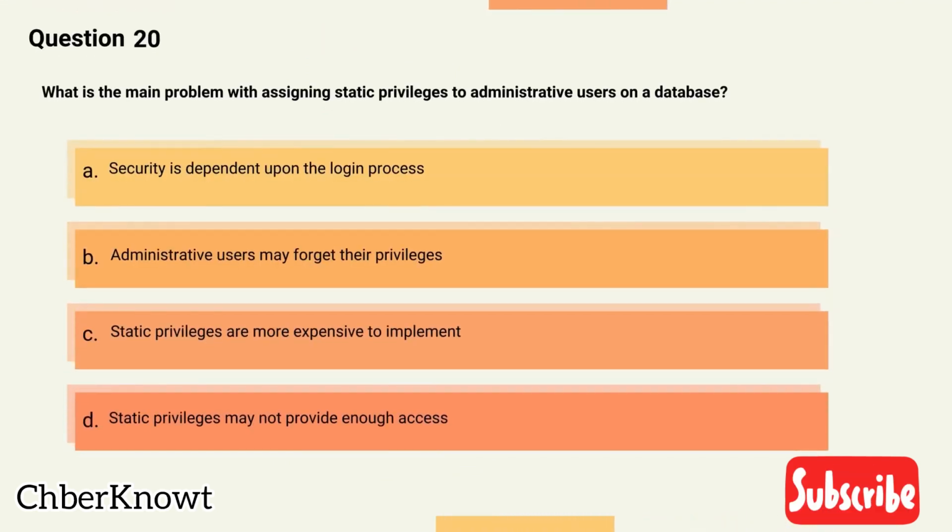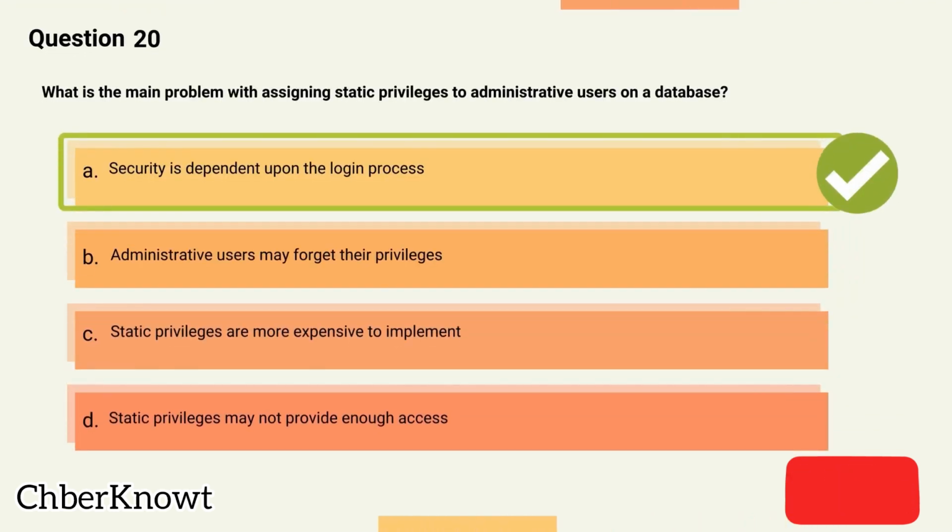Question 20. What is the main problem with assigning static privileges to administrative users on a database? Option A. Security is dependent upon the login process. Option B. Administrative users may forget their privileges. Option C. Static privileges are more expensive to implement. Option D. Static privileges may not provide enough access. The correct answer is Option A. Security is dependent upon the login process.